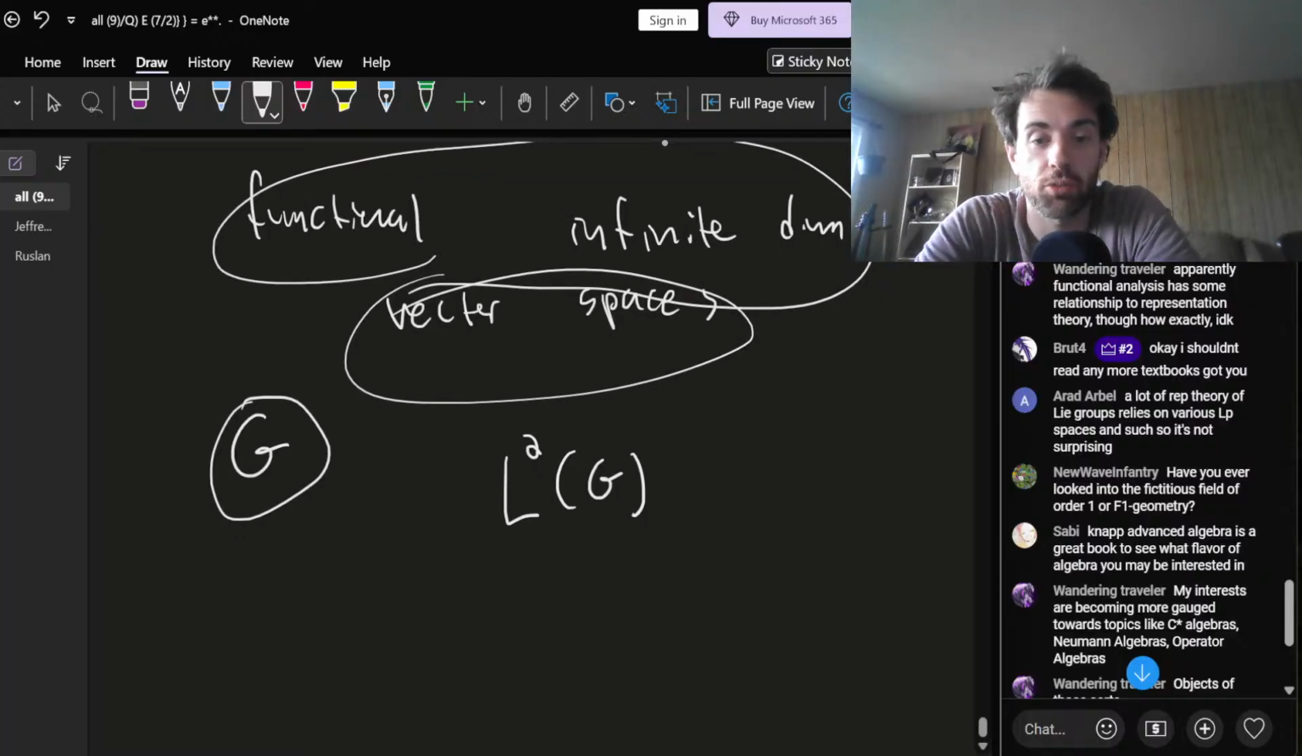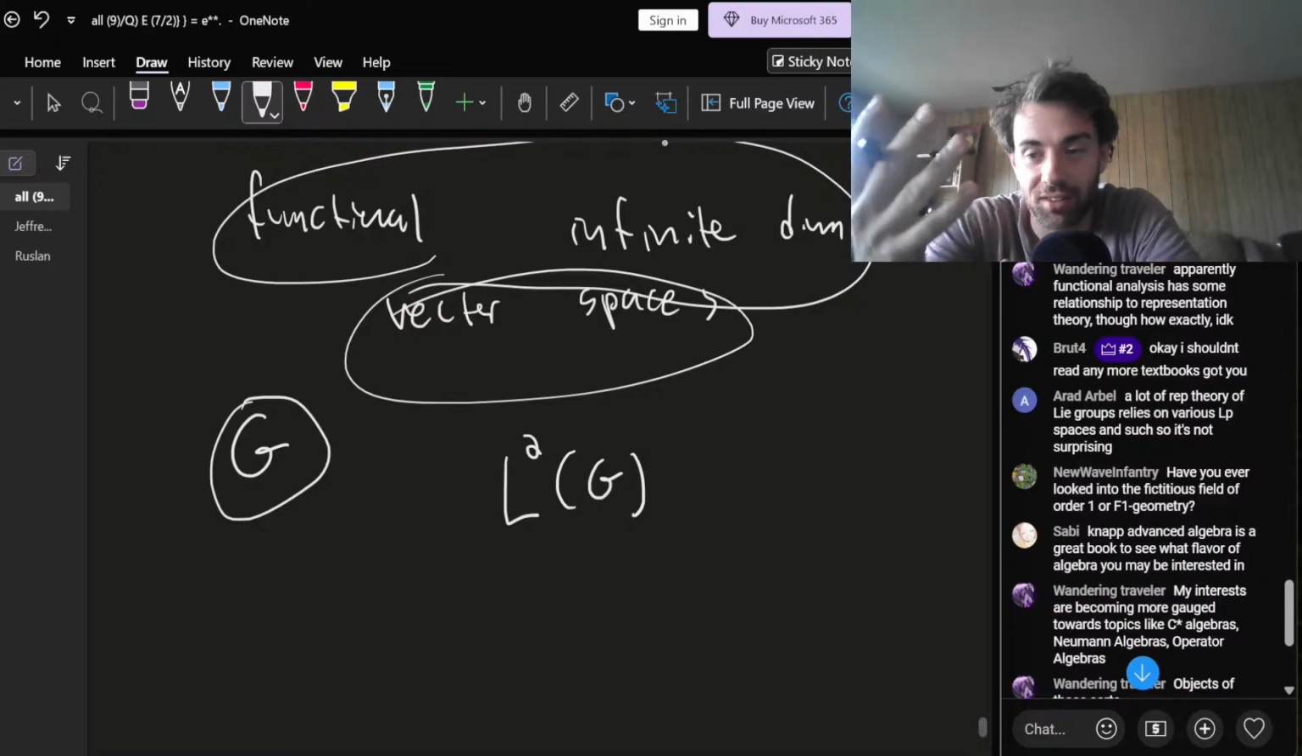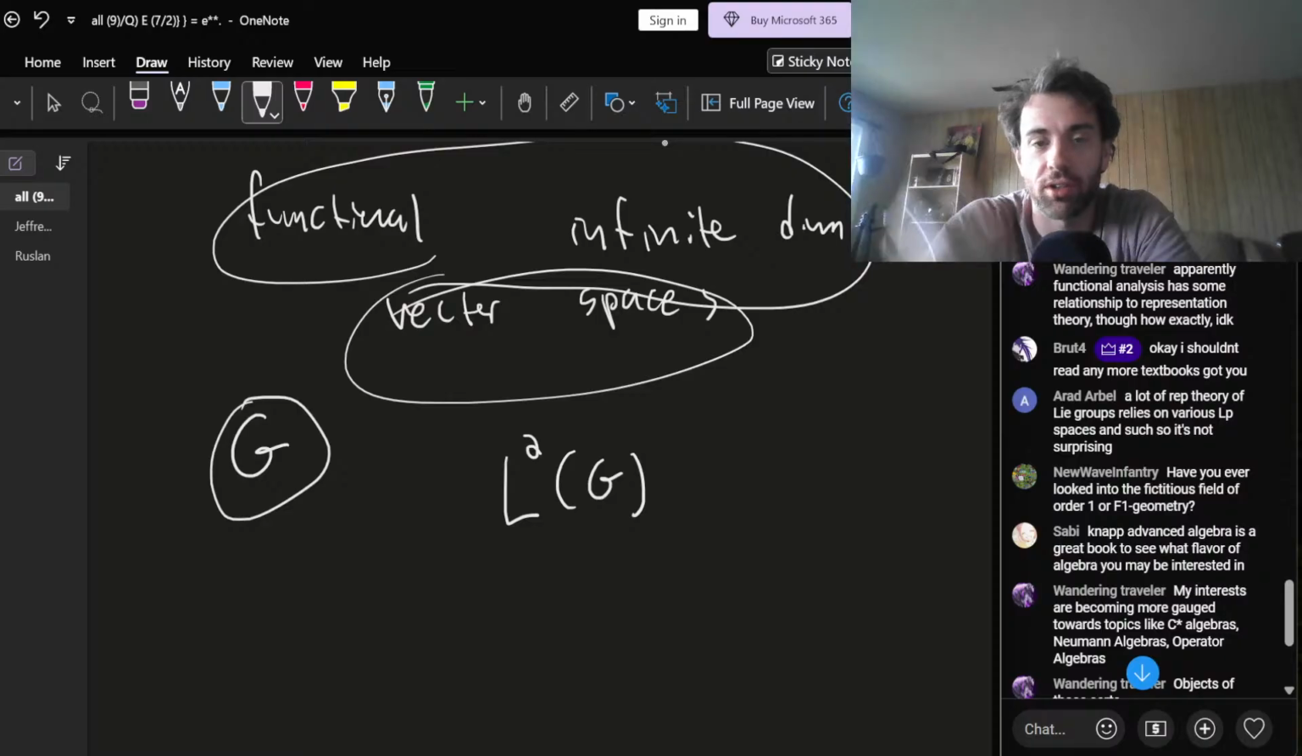Moreover, a big thing in representation theory and Langlands program is the L2 space on a group. The classical Langlands program is about the L2 space of functions on a group and representations that live in there. So you absolutely need functional analysis to make sense of any of this. And this is just the tip of the iceberg. There's no end to the interactions between these fields.